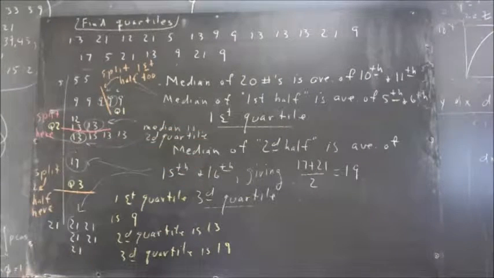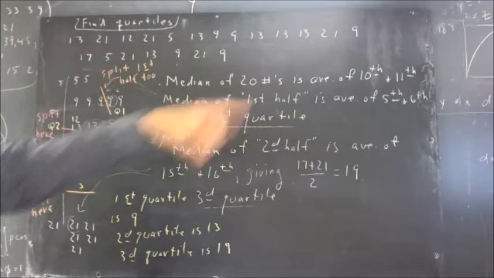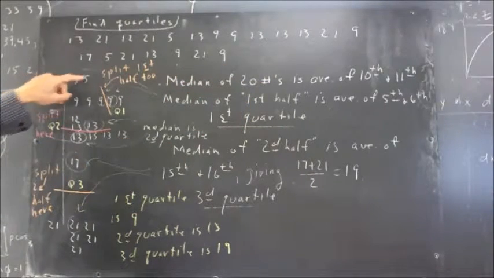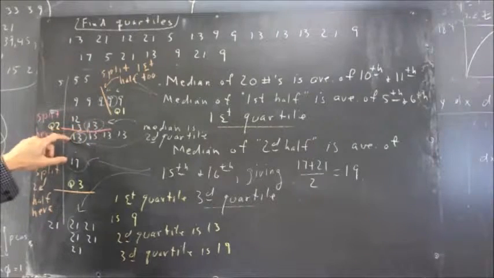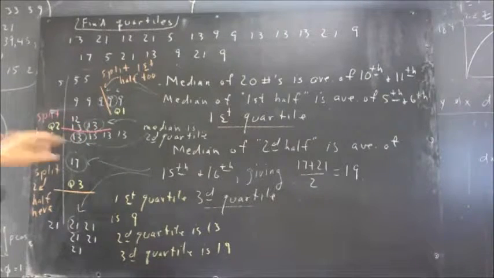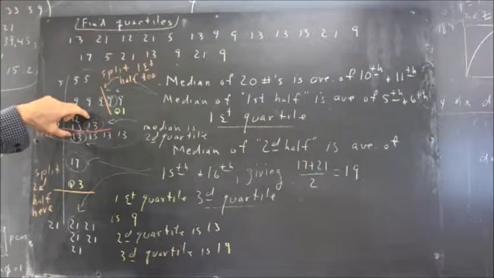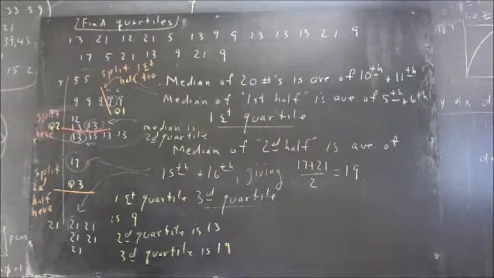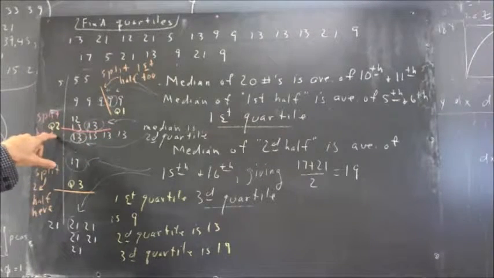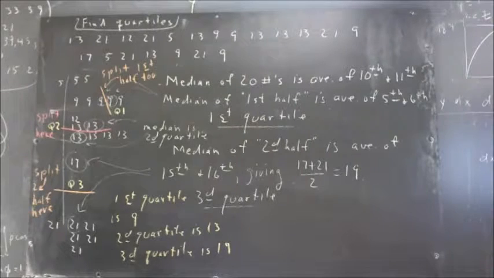Then we find, in this case, the 10th and 11th number, and we just count 1, 2, 3, 4, 5, 6, 7, 8, 9, 10. There's the 10th, there's the 11th. The median is halfway between these. Well, these numbers are the same, so the median is 13. Now, this splits the distribution into 2 pieces. This is your second quartile, because quartile means, okay, median, you're splitting the distribution into 2 pieces.